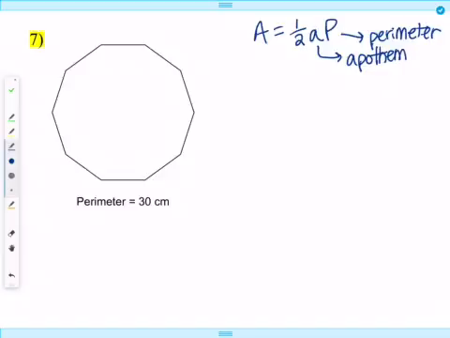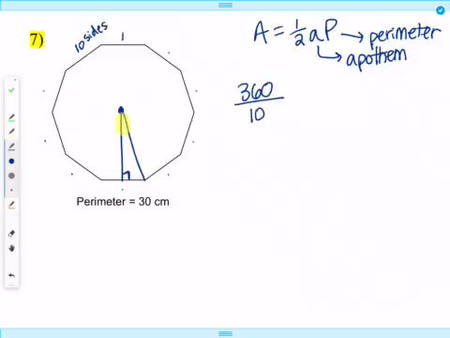The apothem here goes from the center down to one side, and it's going to make a right angle with that side. The way we started these problems was by drawing in that triangle, and we've got to figure out the measure of this angle at the top. To do that, we would take 360 for the full circle and divide it by however many sides we have. So if we count up our sides here, starting with 1, 2, 3, 4, 5, 6, 7, 8, 9, 10. So we have 10 sides.